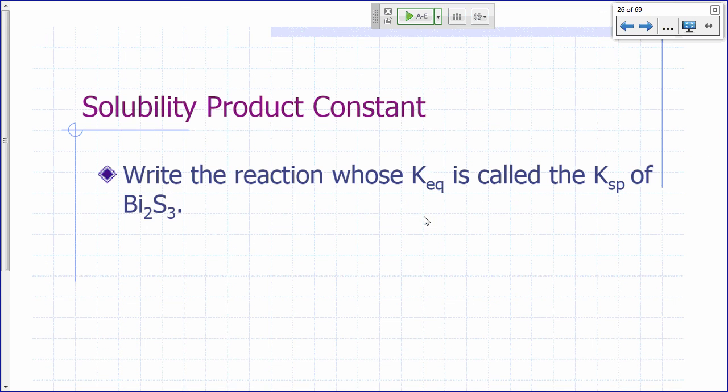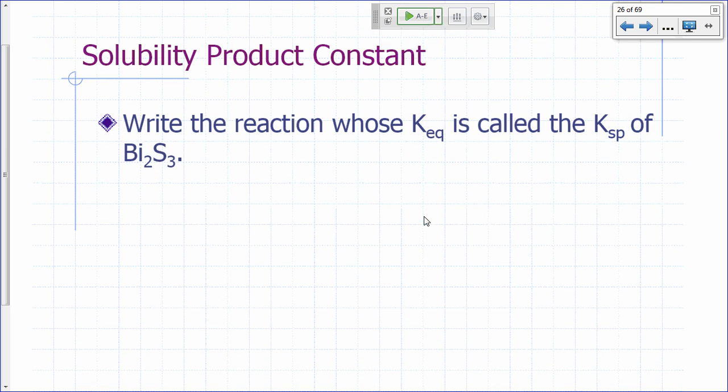Okay, so let's look at this example right here. What would be the reaction whose KEQ is called the KSP of bismuth sulfide? So what would this reaction be? You're dealing with Bi2S3 solid. What happens to it in water? It's an ionic compound. What are the charges of the ions?